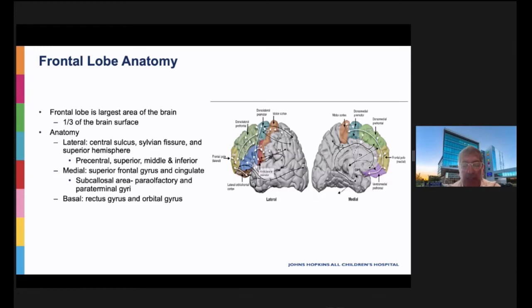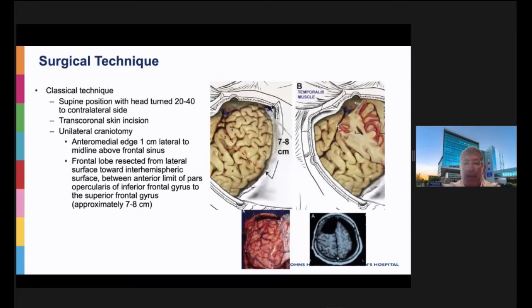So going to the technique, if we're going to do a complete frontal lobectomy, the classic teaching is a supine head turn 20 to 40 degrees to the contralateral side, a transclavicular skin incision, a unilateral craniotomy. The medial edge is about a centimeter lateral to the midline above the frontal sinus. And the frontal lobe is resected from the lateral surface toward the inner hemispheric surface, in between the anterior limits of the pars orbicularis and the inferior frontal gyrus, which measures approximately 7 to 8 centimeters.